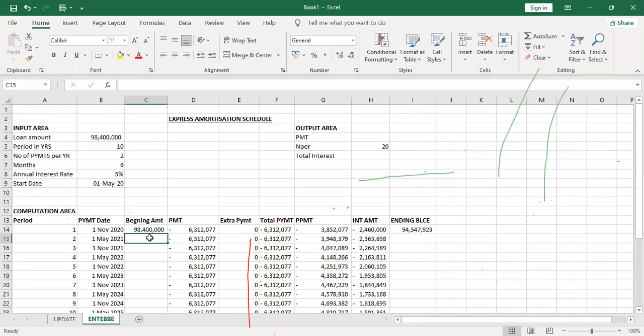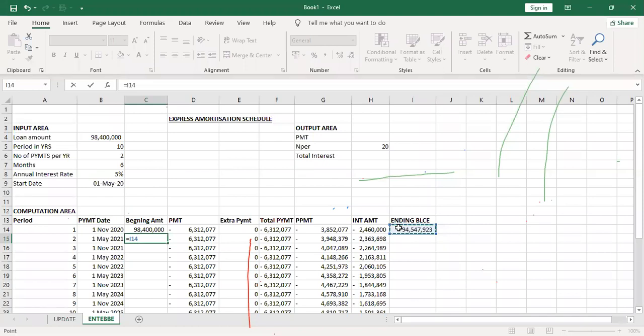Okay, so press the cursor under beginning amount for period two. Press equals. Beginning amount in period two equals ending balance in period one. Beginning amount in period two equals ending balance in period what? In period one.